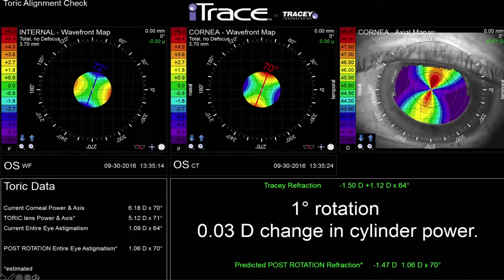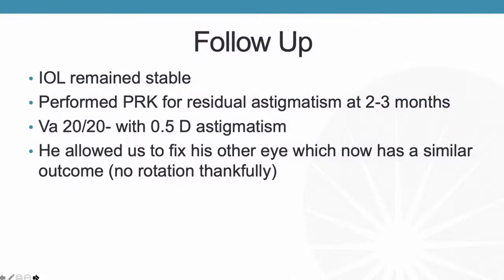But it was nice confirmation for the patient who was already a little skittish, thinking, okay, my vision's better. I can see this now. The doc's moved it back to where it needs to go. I'm on board with the rest of the plan. So in follow-up, we did correct the rest with PRK at about, I think it was 2 or 3 months.